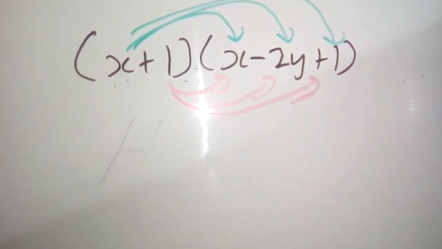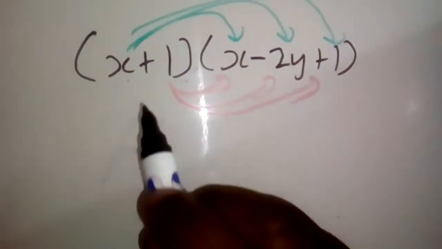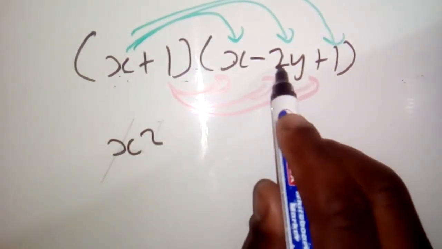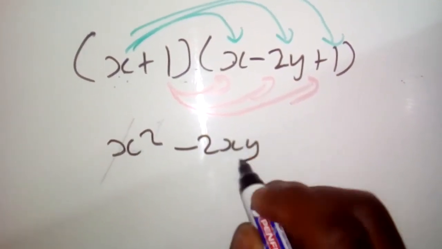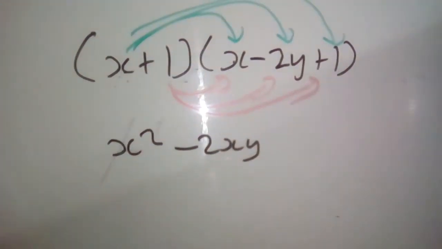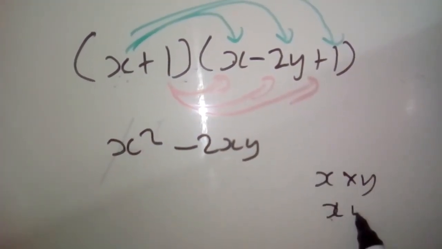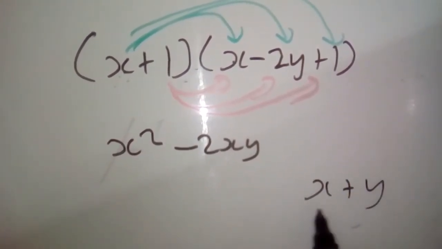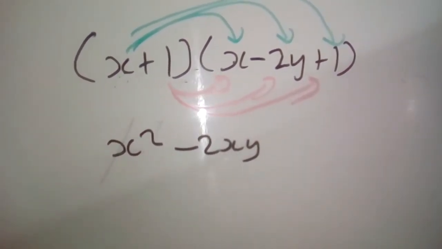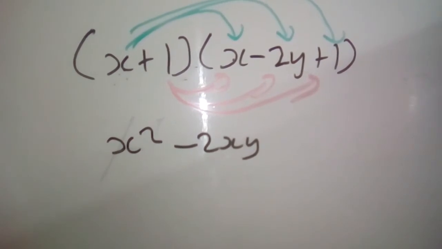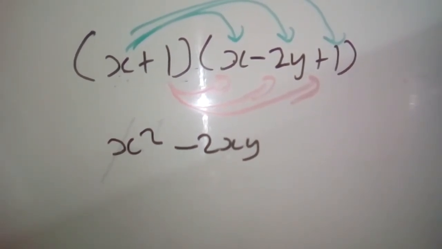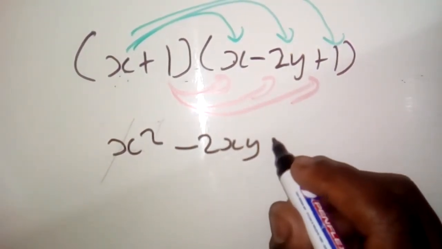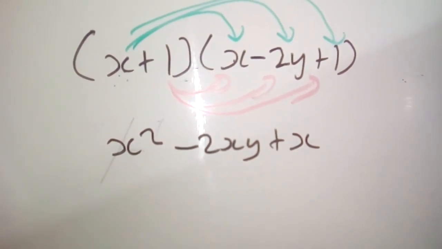So let's do that. First we're gonna take this x and we're gonna say x times x, which is x squared, and then x times negative 2y is negative 2xy. So when we're multiplying different letters, they just mix up, right? If we have x times y, it becomes xy. But if we have x plus y, they're not like terms, they can't add. Everything can multiply, but not everything can add. For something to add, it has to be like terms. But in terms of multiplication, yes, it can multiply. So we're going to now say x times 1. What is x times 1? It's x, right?